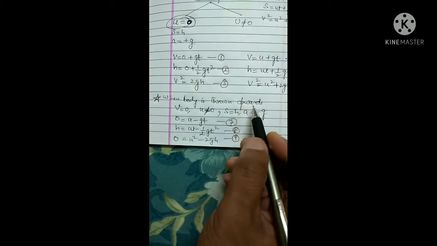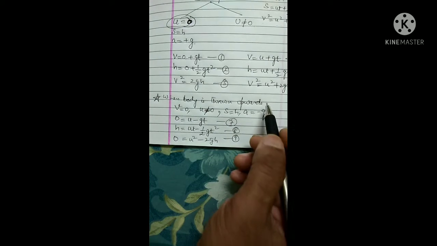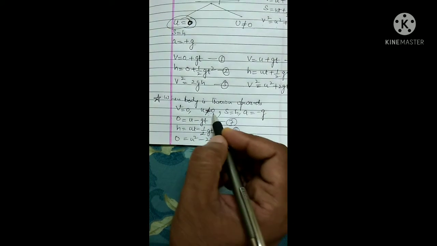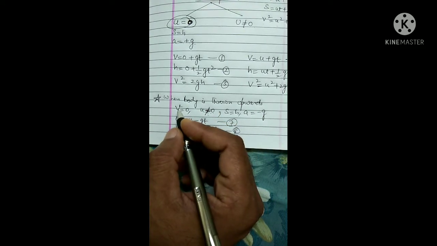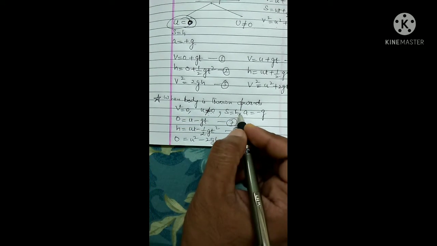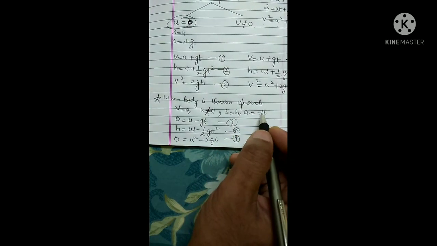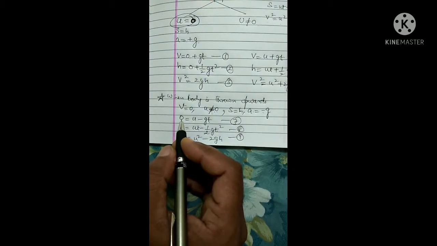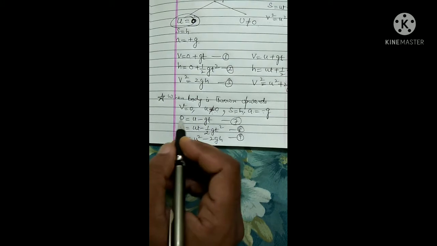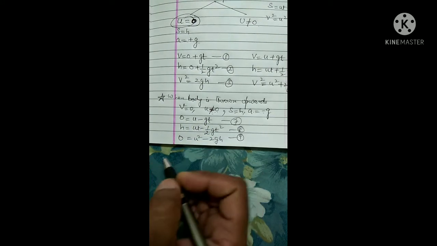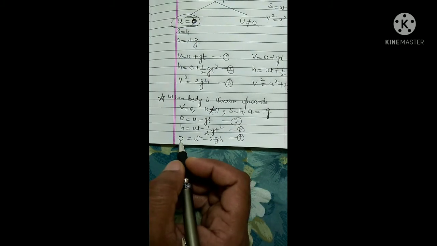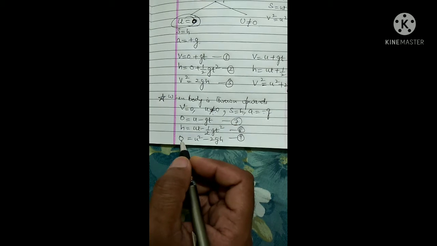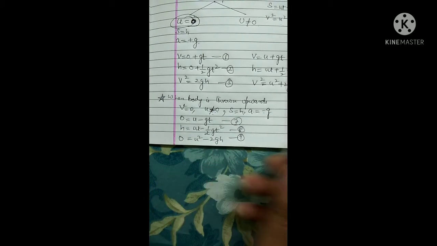There is another case, when the body is thrown upwards with a certain initial velocity which is not 0. u has a certain value, but at the highest point v is 0. s is replaced with h, a with minus g, because it is moving against gravity. So as you know, v = u minus gt. Now v is 0, so 0 = u minus gt. h = ut minus half gt squared. And the last one is 0 squared, that is 0 = u squared minus 2gh.